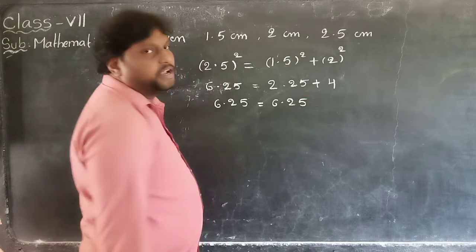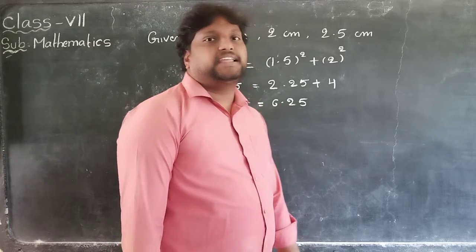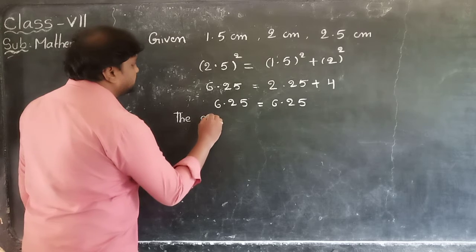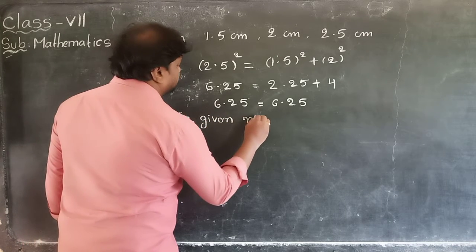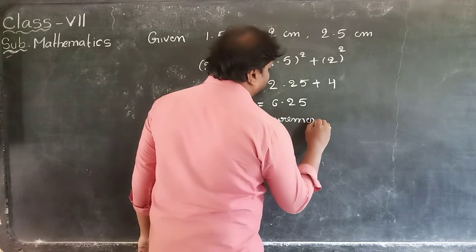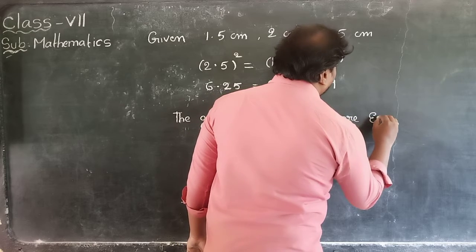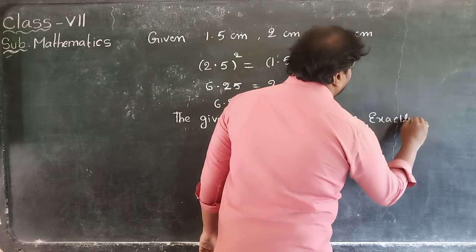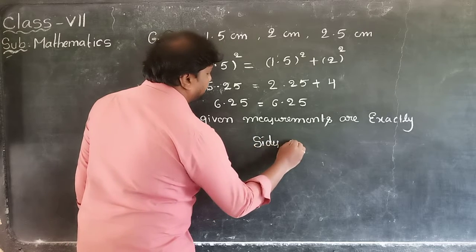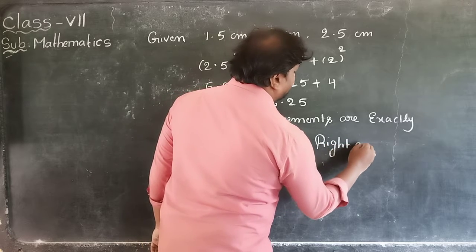Both values are equal. Then the given measurements are exactly the right angle triangle measurements. Therefore, the given measurements are exactly sides of a right angle triangle.